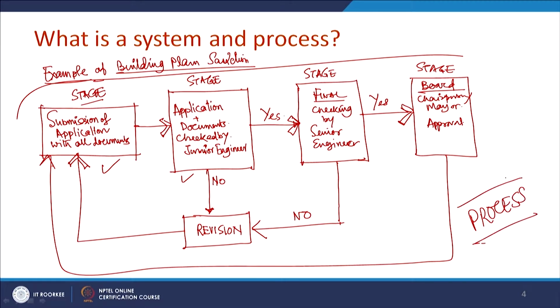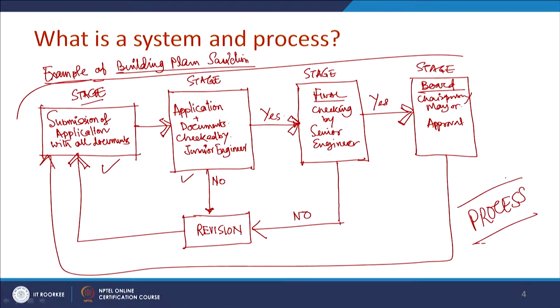Now, if I ask you, for every stage like stage 1, stage 2, stage 3, stage 4, what is the system or tools used for checking or for taking a decision? For example, see the chart once again. In the first stage where the citizen submits the application with all documents, how is it being received? There could be a checklist to check whether the documents submitted are as per the requirement or not. The stage 2 and stage 3, how are they checking?